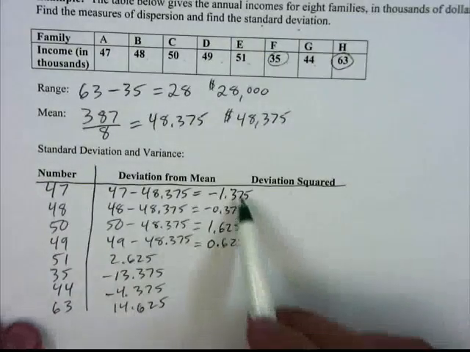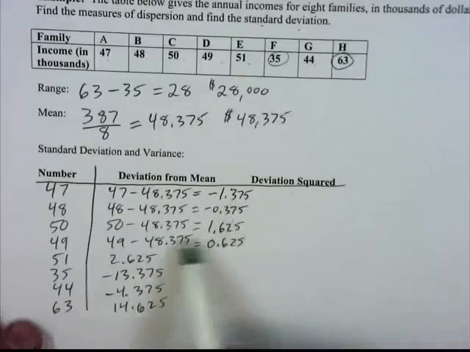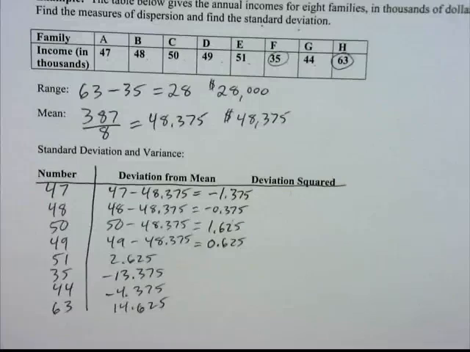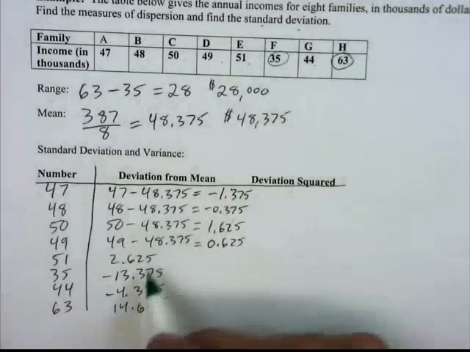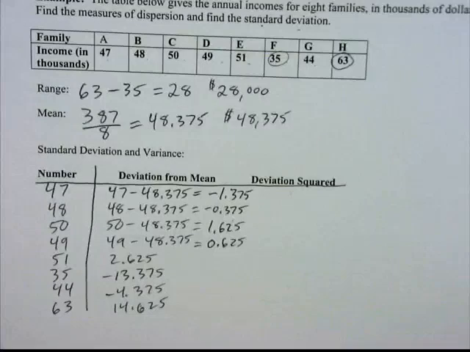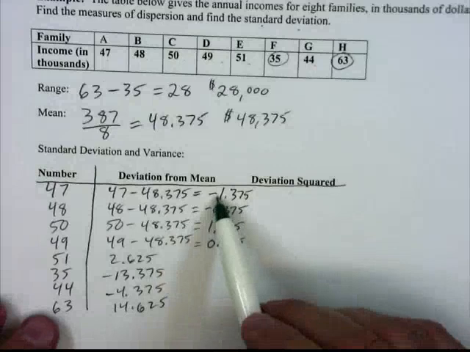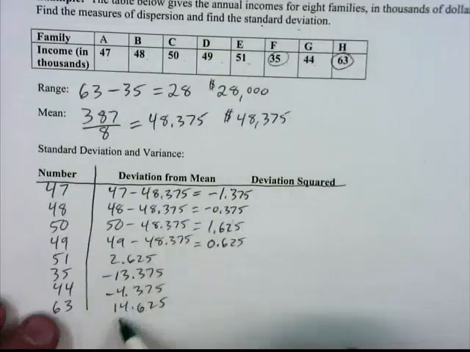Now what I'd like to do is find out what the average of those deviations is. But notice if I was to add up all of those numbers, and you can do this on your own, if you add up all those numbers, it comes out to be 0. Not very helpful. And the reason why it's 0 is because some of them are below the mean and some of them are above the mean.